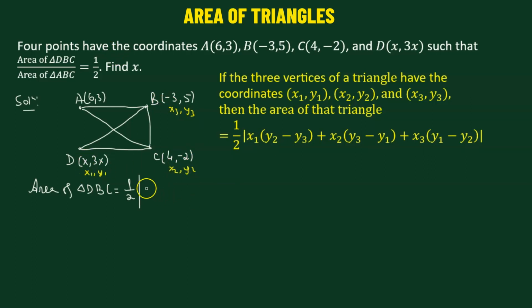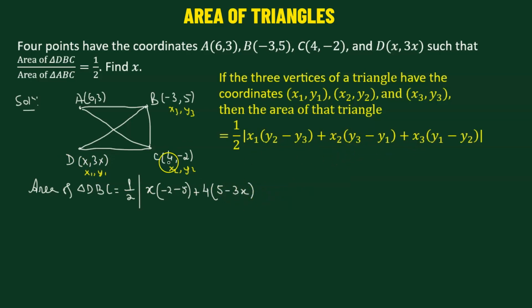So x1 corresponds to x. So we have x multiplied to, we need y2 minus y3. So y2 is going to correspond to -2. Then y3 is 5. So we have -2 minus 5 added to x2. So here we have x2 which corresponds to the value 4. Multiplied to it will be y3 minus y1. So here we have y3, so that's 5. And we need to subtract y1 from it. So y1 which is 3x. So we'll have 5 minus 3x.